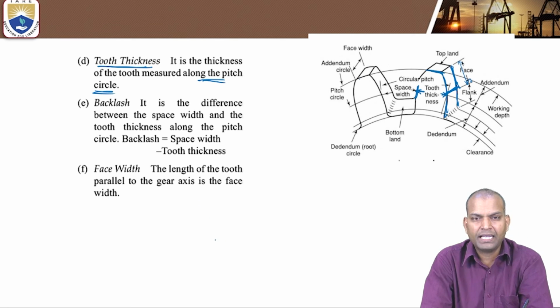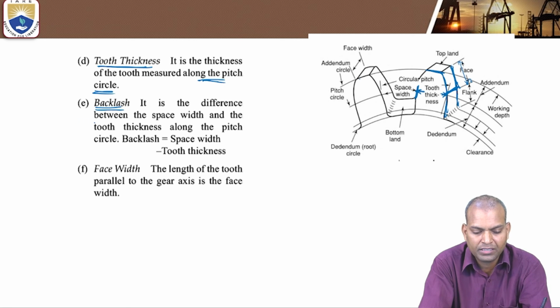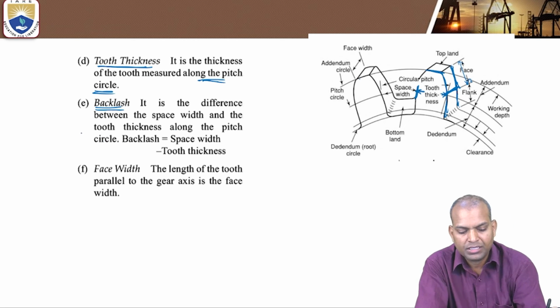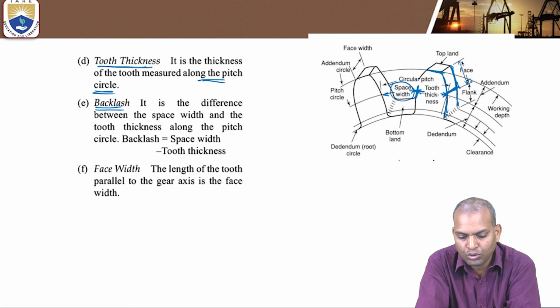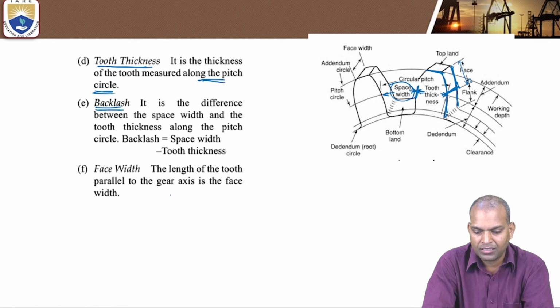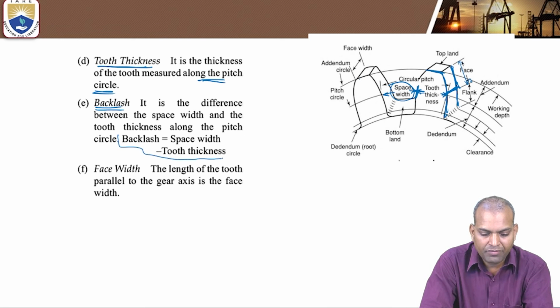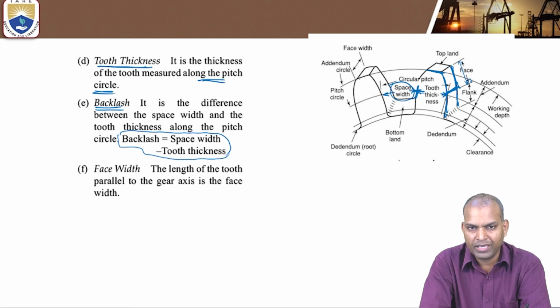Now, the backlash term. What is the backlash? It's the difference between the space width and the tooth thickness along the pitch circle. This is the space width, and this is the tooth thickness. That difference is called backlash: space width minus tooth thickness. If the space width is low compared to the tooth thickness, what will happen? We'll study that in the next sessions.